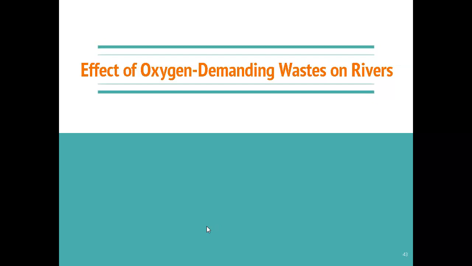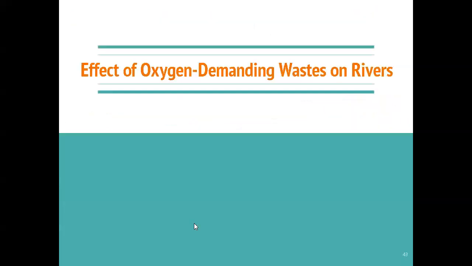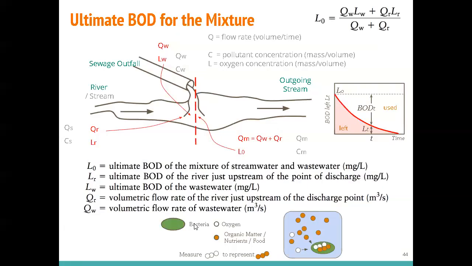Okay, so next is oxygen demand based on rivers. This is a special case because a river is a flowing structure, right? So we need to calculate the flow rate. So the ultimate BOD for the mixture, what is the mixture? The mixture is, let's say you have a sewage outflow here and you have a river and they mix together at this point, right? This is the mixture. I have highlighted that here with a dashed line.